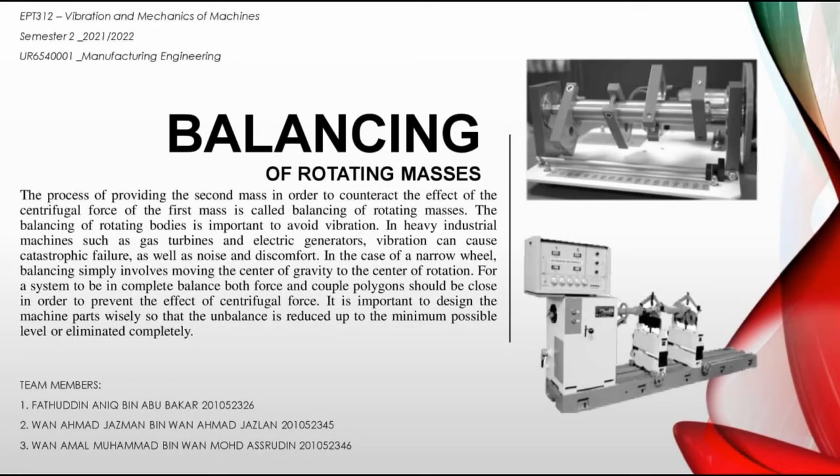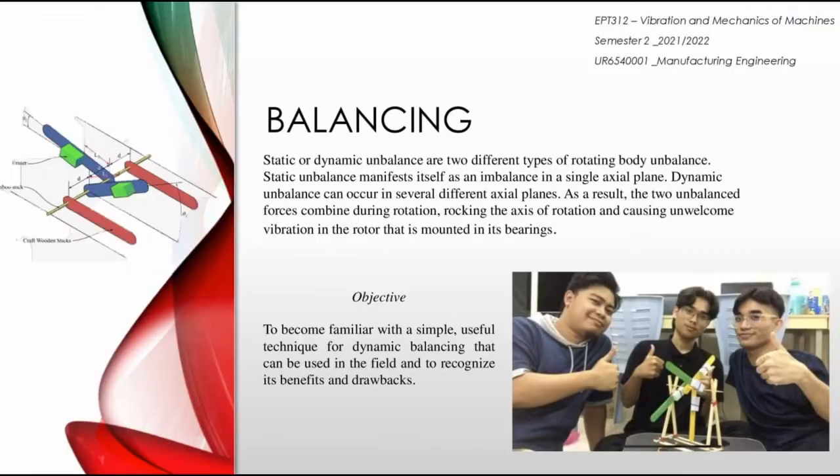The process of providing the second mass in order to counteract the effect of the centrifugal force of the first mass is called balancing of rotating masses. The balancing of rotating bodies is important to avoid vibration. This video was prepared on how to obtain our system in balance. The objective is to become familiar with a simple, useful technique for dynamic balancing that can be used in the field and to recognize its benefits.